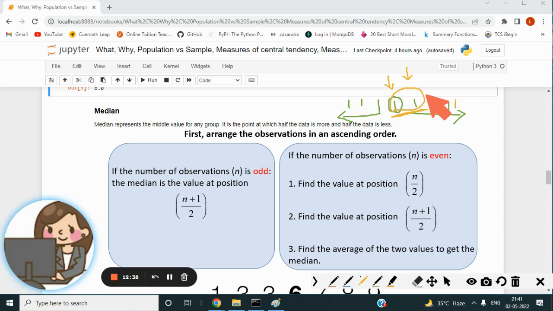So for the median, the main thing to remember is that we have to arrange all the observations in ascending order. Then we find the middle value. If it is odd, we directly get the middle value and take it as it is for the median. If it is even, we have to find the average of the middle two values and come up with the median in that case.